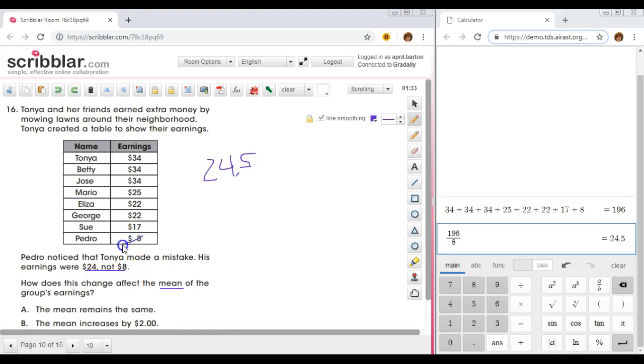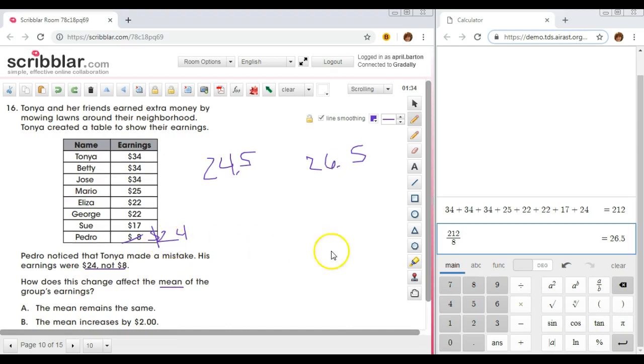So now we change the 8 to a 24 and find the average again. If you don't want to retype everything, you can click on the original place where you added, hit backspace on your keyboard, and it erases the 8. And now I just changed that to a 24. So now our new number is 212. And I can do the same thing. I can click next to the 6 on the 196, hit backspace to get rid of it, and type in 212, and it gives me my new average of 26.5.